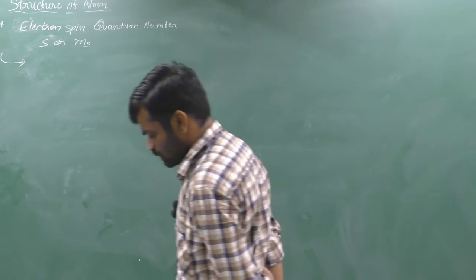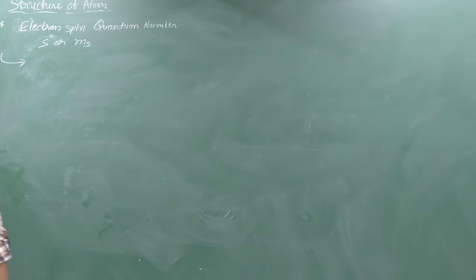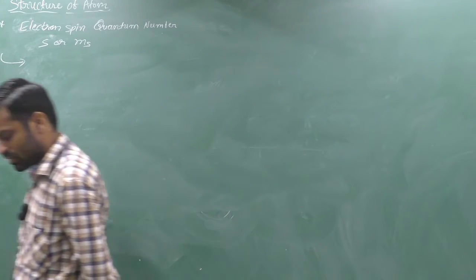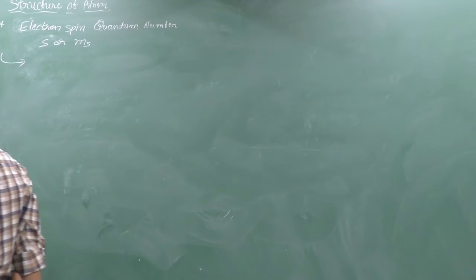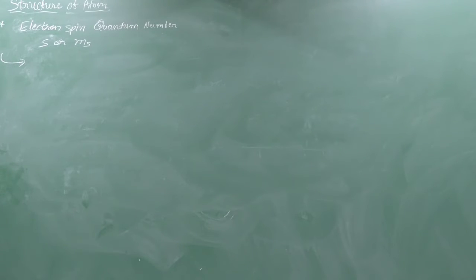But if we want to give sufficient information about any electron in the orbital, then we require the fourth quantum number, which is the electron spin quantum number, S or MS.